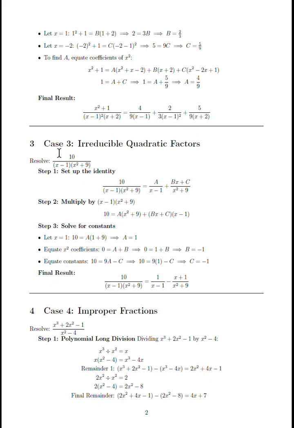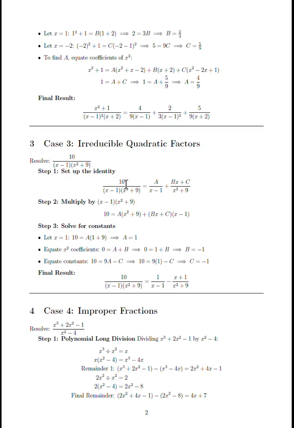To the third case, we have irreducible quadratic factors. As we can see in the example, 10 over x minus 1 into x squared plus 1. At the denominator, we have a linear factor and a quadratic factor. And the quadratic factor is irreducible, so we can't get any repeated linear factor from that quadratic factor. Once we have come to that conclusion, then we go by this procedure.